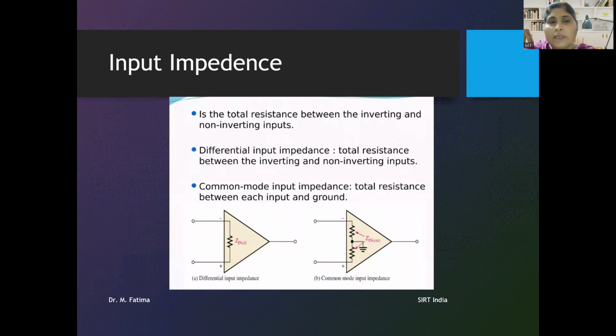Input impedance is the total resistance between the inverting and non-inverting input terminals. Differential input impedance is the total resistance between the inverting terminal and the non-inverting terminal. Common mode input impedance is the total resistance between each input and ground, between this input and ground and this input and ground.